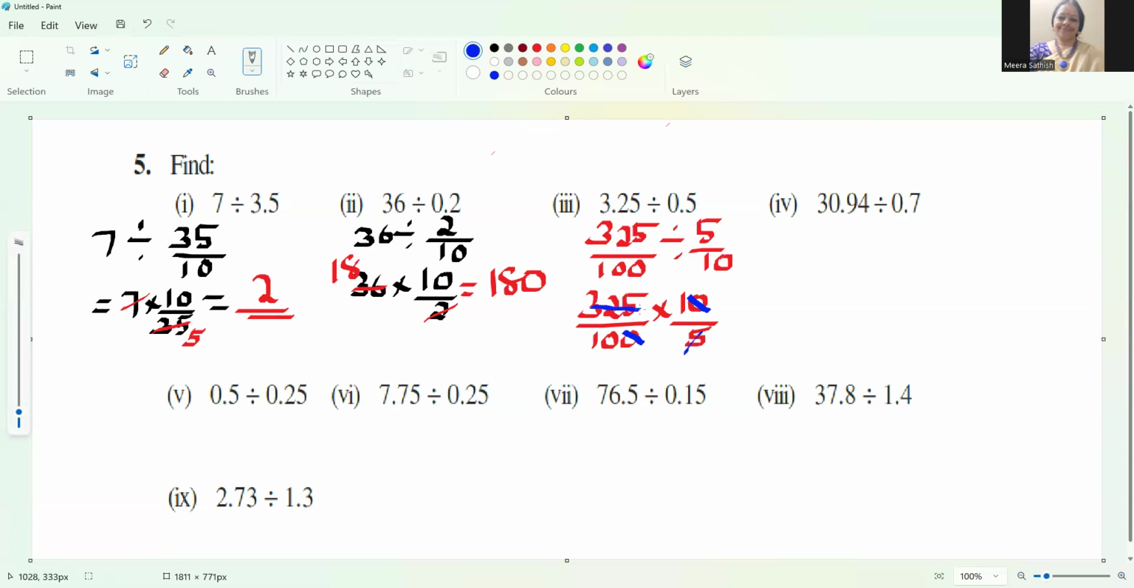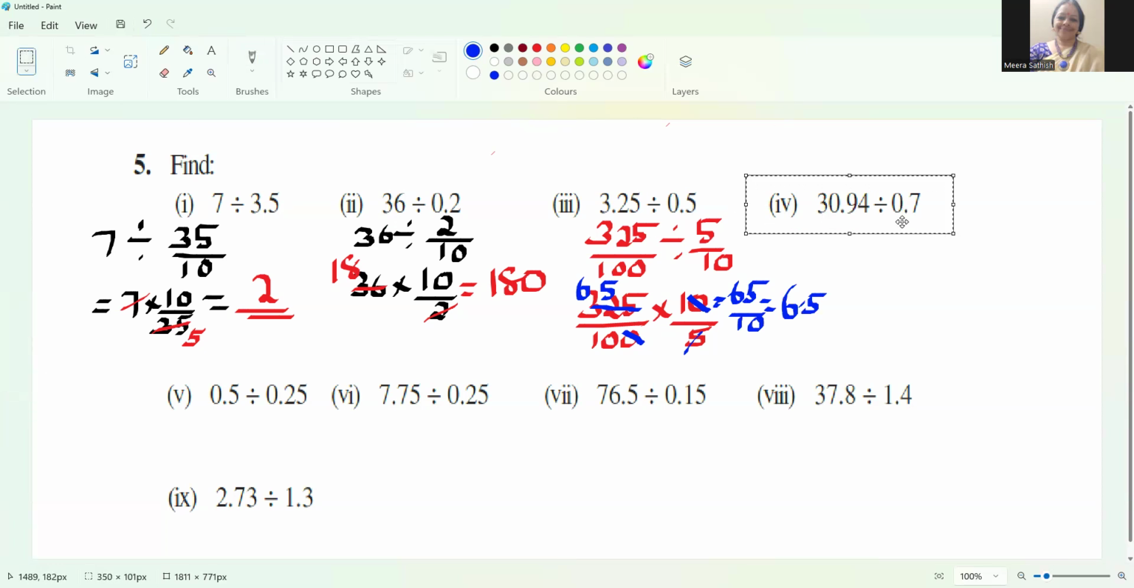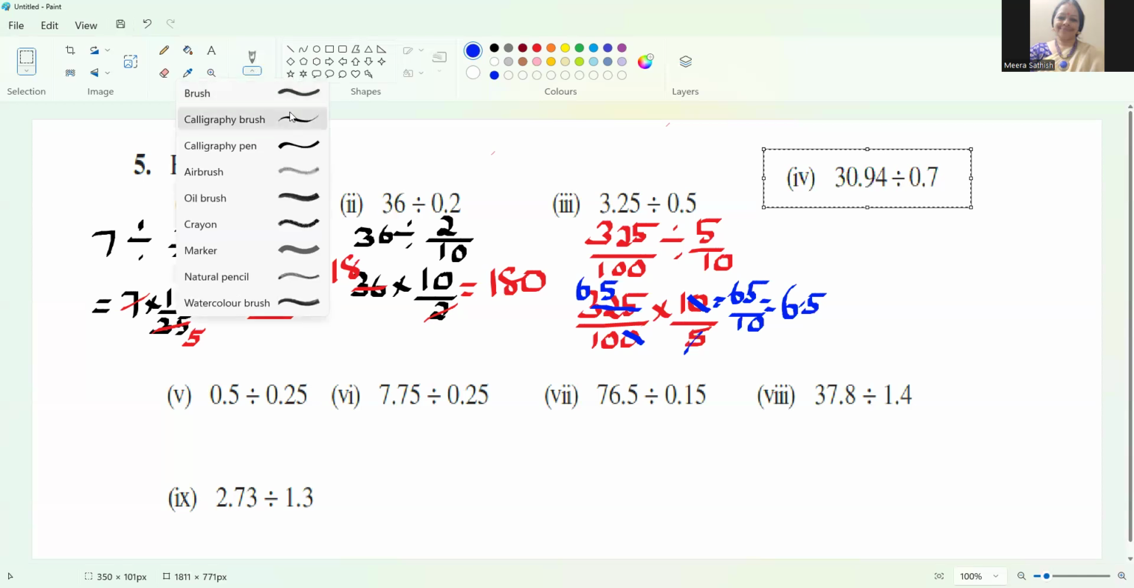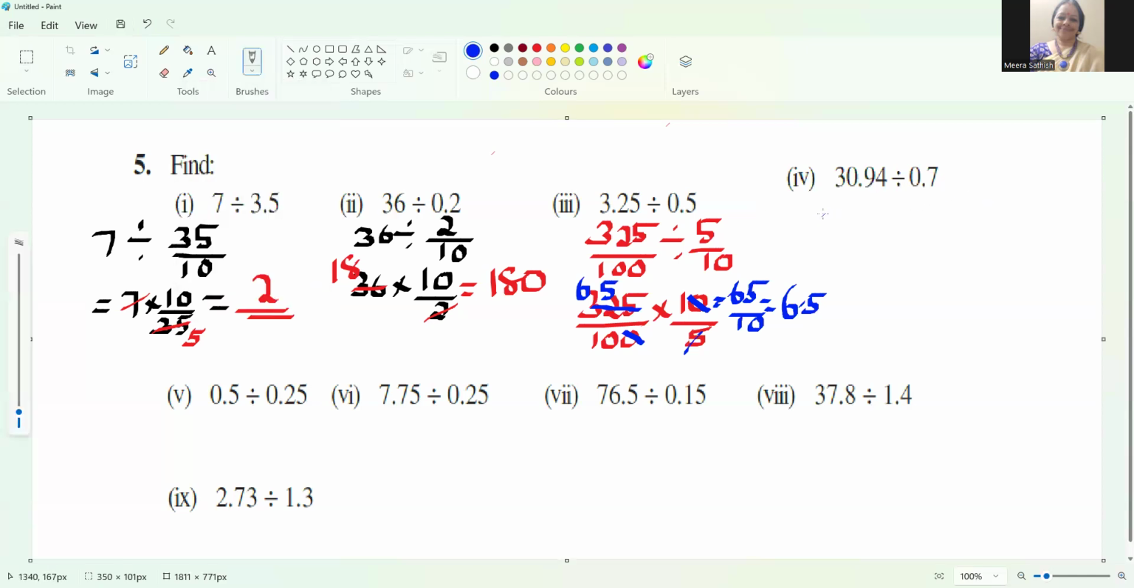325 when you divide by 5, 6 5s are 30. Then carry over 2, 25, 5. So 65 by 10 you got now. 65 by 10, which is equal to what? 6.5. Clear?